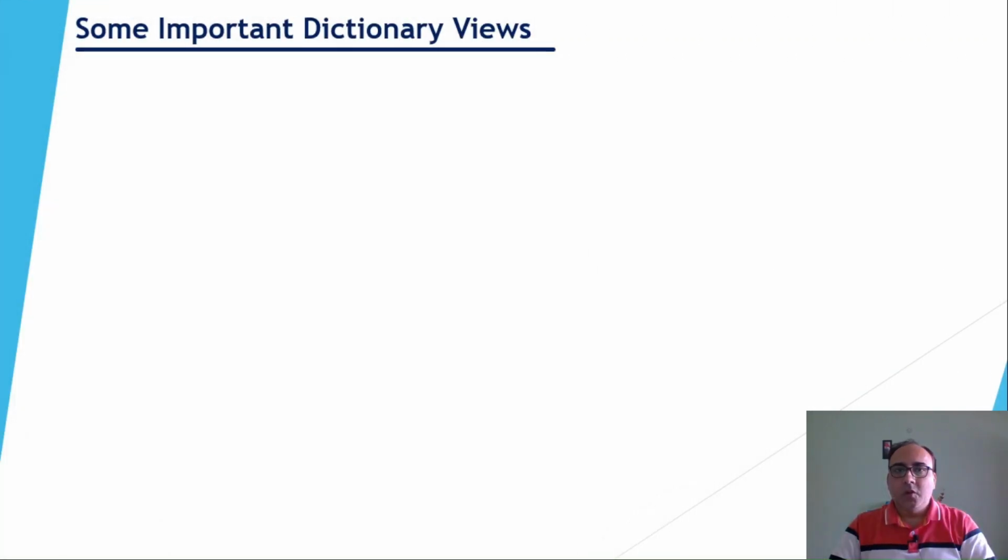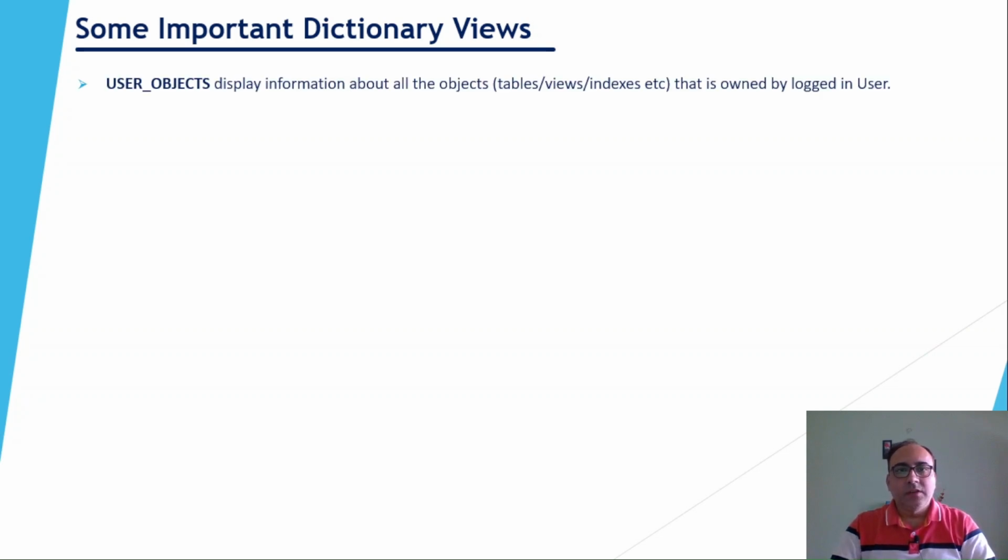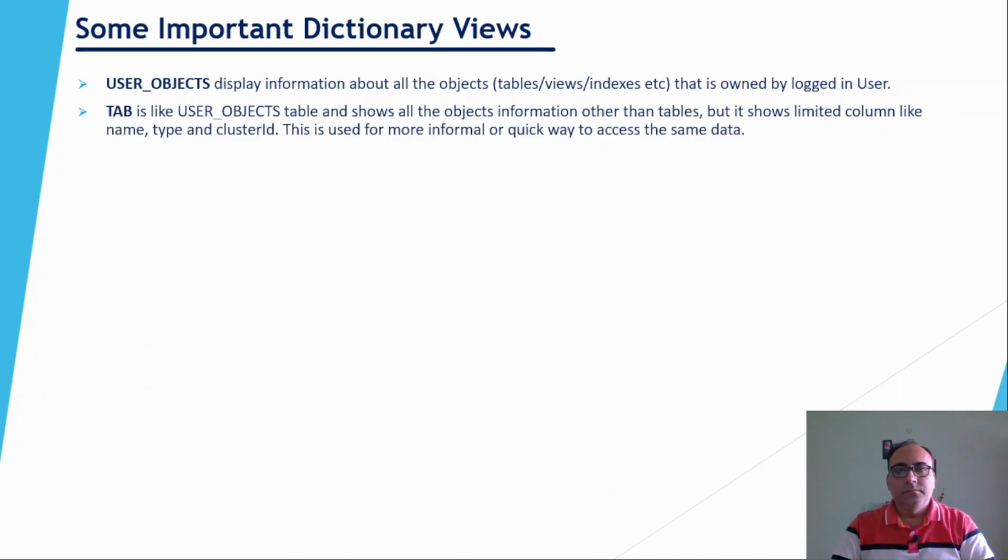Now let's talk about some important dictionary views. Number one, user_objects. This basically displays information about all the objects including tables, views, indexes, sequences, etc. that are owned by the currently logged in user. Then we have tab. It's similar to user_objects. This shows information about all the objects, but it shows limited columns, normally only 2-3 columns. So this is basically used as a more informal or quick way to access the data.